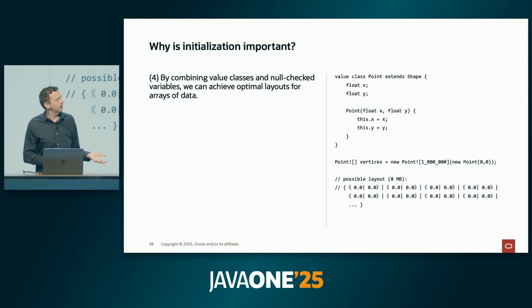So I have a point class here. It contains two floats, two 32-bit values, and I have an array of points, 1 million points. Ideally, we'd like that layout to consist of just pairs of 32-bit values in each entry in the array. No pointers to something else, no extra true-false like I had in the previous to keep track of nulls, just the float data.